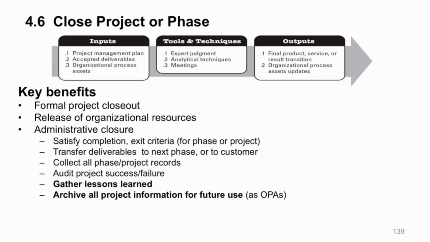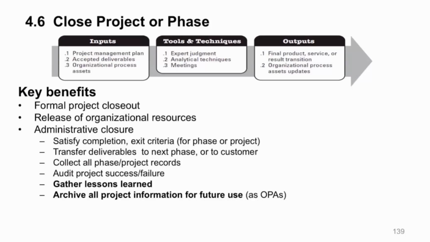And you have this thing called administrative closure. This is a lot of paperwork activity. It has to do even with your procurement side of things. You may need to make sure all your contracts are properly closed, that you don't have litigation open or issues. You want to make sure they're all properly fixed and closed. Here, administrative closure means satisfying the completion and exit criteria, whether it's the phase and you go back and do stuff again, or the whole project. You transfer your deliverables either to the next phase if you have to build upon them, or you turn them over to your customer as part of the administrative closure activities.